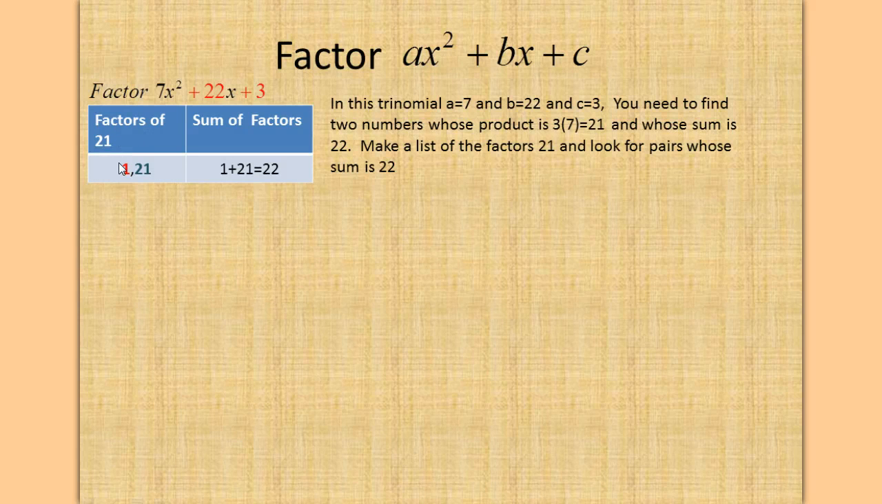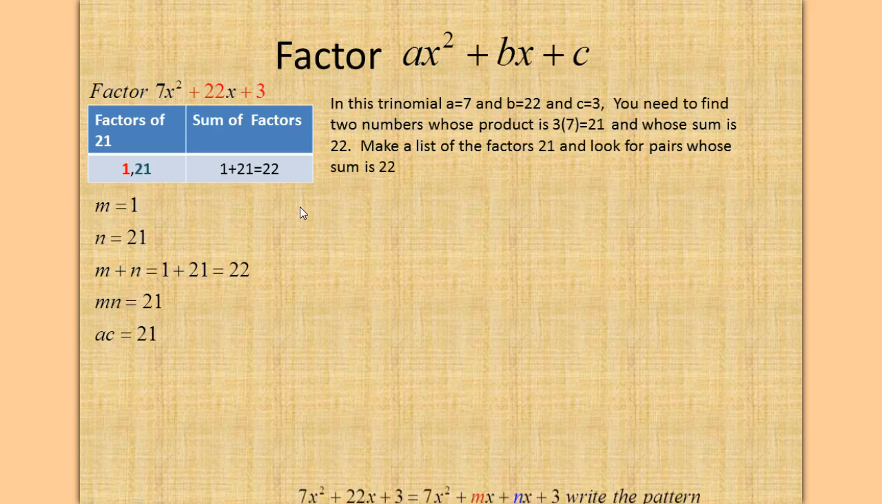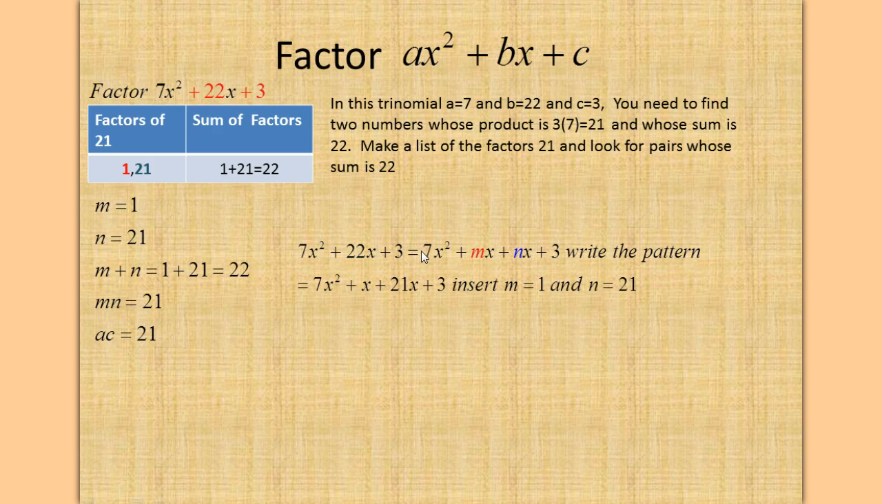The factors of 21: 1 times 21 is 21, and 21 plus 1 is 22, so we got it on the first shot. So m is 1 and n is 21. It doesn't matter whether you call m or n 1 or 21. So m plus n equals 1 plus 21 equals 22. M times n equals 21, and a times c equals 21. Okay, so we write out our equation.